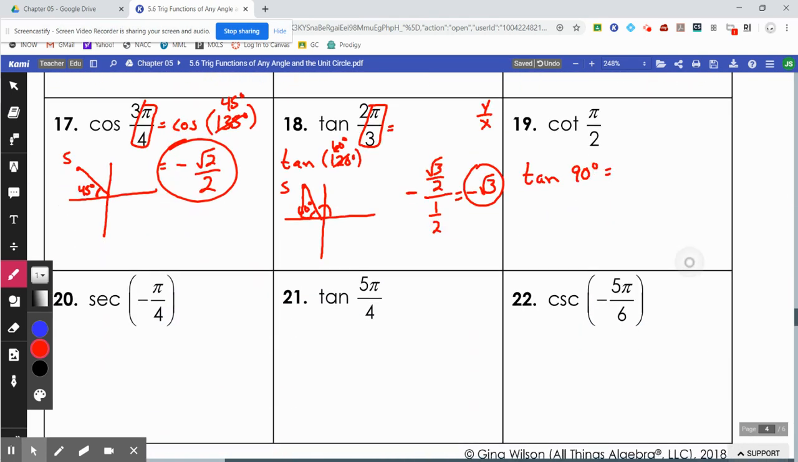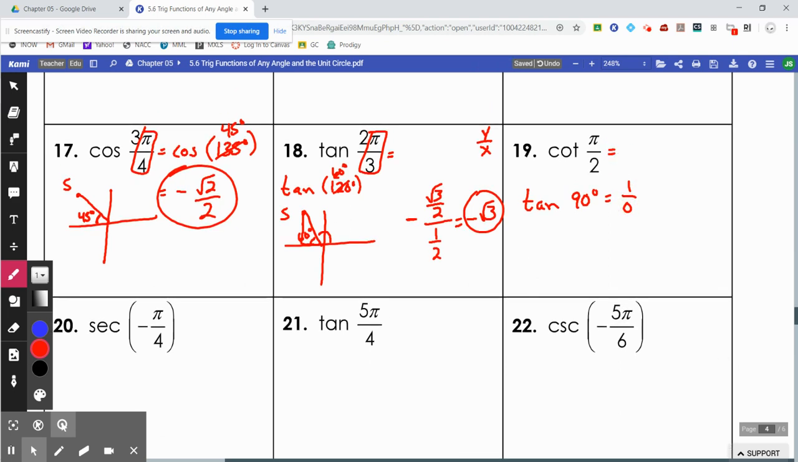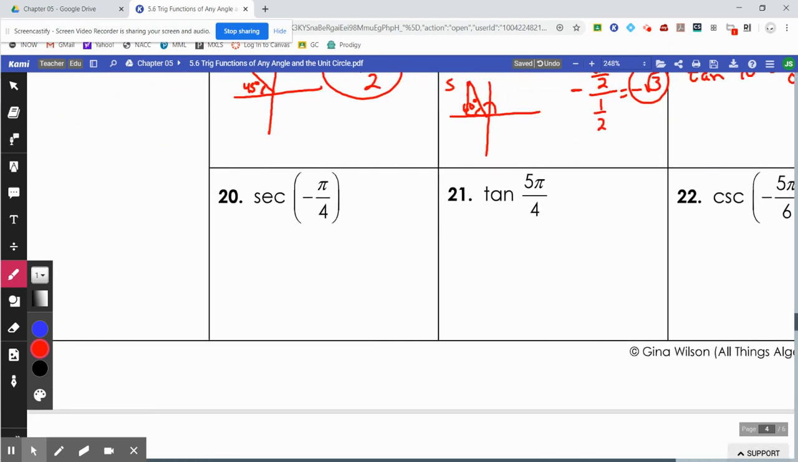You've got to be careful because that's actually undefined. However, the cotangent would be the reciprocal of that, which is not undefined. The reciprocal of 1 over 0 would be 0 over 1, which is 0. So therefore, the cotangent of 90 would be 0. To find the secant, let's find the cosine instead. Negative pi over 4 would be negative 45 degrees.